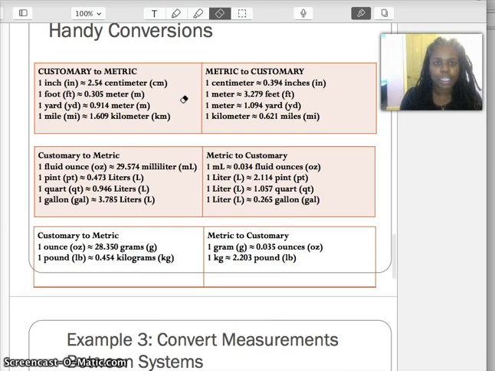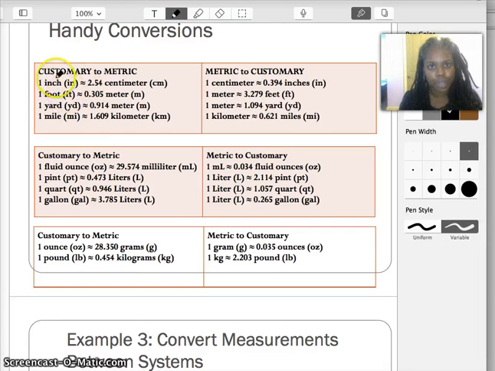What you're going to notice is that when it says customary, we're talking about the general U.S. measurement systems. So we are dealing with inches, feet, yards, miles, fluid ounces, pints, quarts, ounces, and pounds that are particular to the United States, but the majority of the world uses a metric system. So oftentimes it is really helpful to have these conversions. If you're going from customary to metric, you'd want to use this side. If you're going from metric to customary, you want to use this side. We can talk about this more as we apply it to a problem.